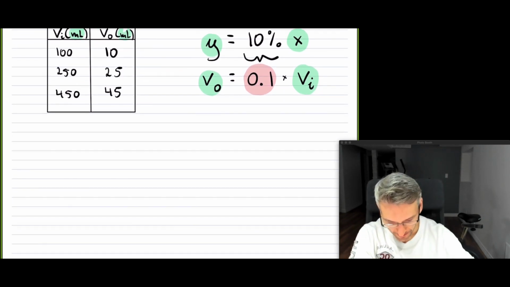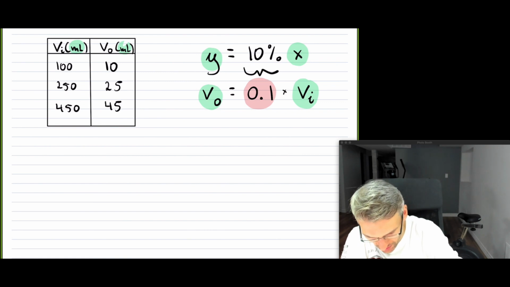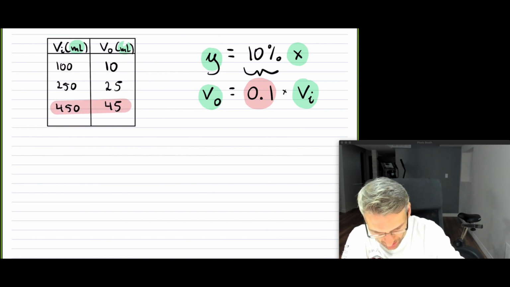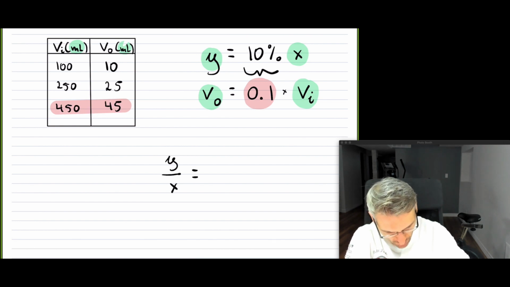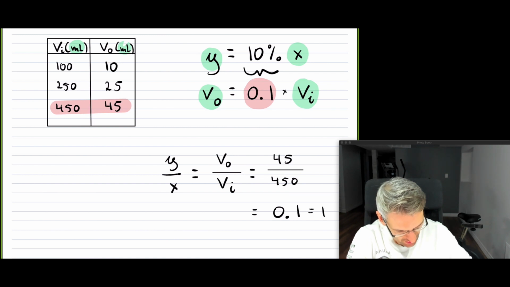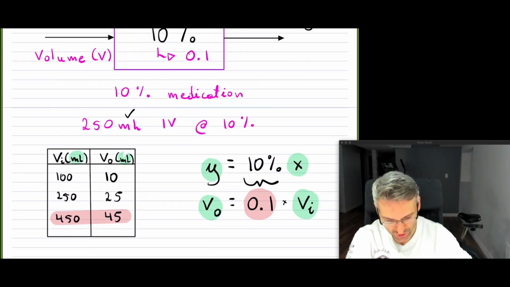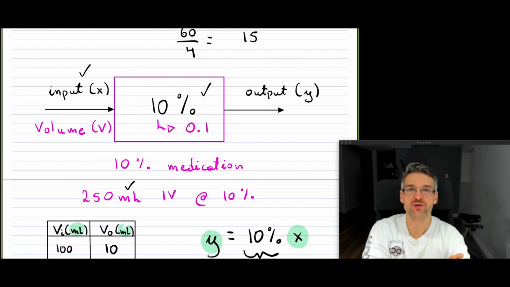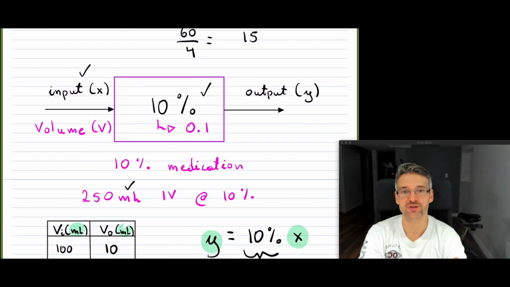And now again, if you take any of these lines, for instance this line, we model this in terms of Y over X. In this case, Y over X is the output divided by the input. So if I take 45, which is the output, and then 450, which is the input, you notice that this is 0.1, which is simply 10%. And that was your constant of proportionality. So it proportionally scaled it by 10%.